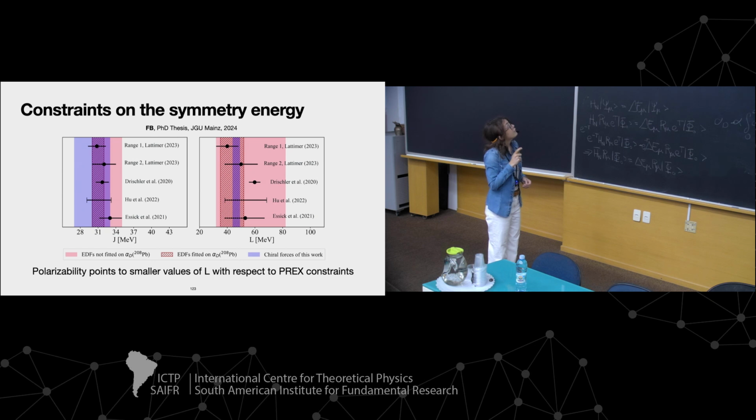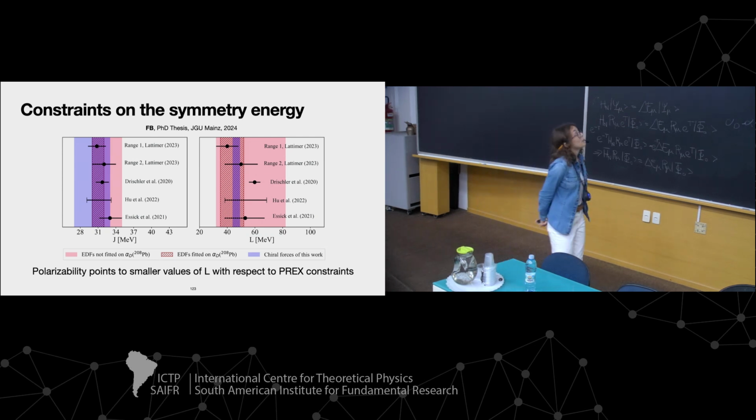It's actually very interesting to notice that there are two sets of energy functionals. One is fitted on the polarizability of lead-208, the hatched band, and the other one is not fitted on the polarizability of lead-208. If we include the polarizability of lead-208, we are actually restricting the range of allowed values. Also in this case, we are preferring lower values of the slope parameter.